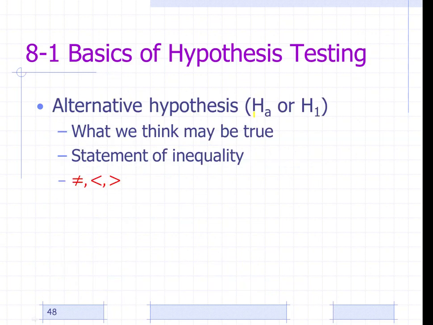Now our alternative hypothesis is sometimes H sub A. Your book calls it H1. And so it's a statement of what we think might be true. Sometimes people call our alternative hypothesis Ha. Our alternative hypothesis is always a statement of inequality. We might be testing if something is just not equal, is less than, or is greater than. But we never use greater than or equal to, less than or equal to, because there's no equal anywhere in our alternative hypothesis.